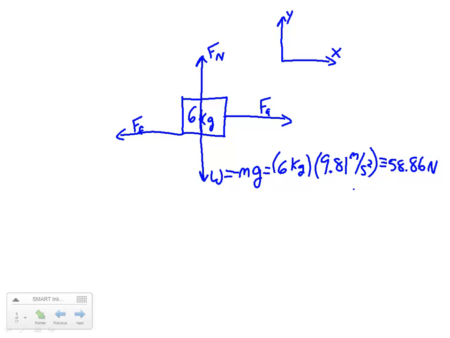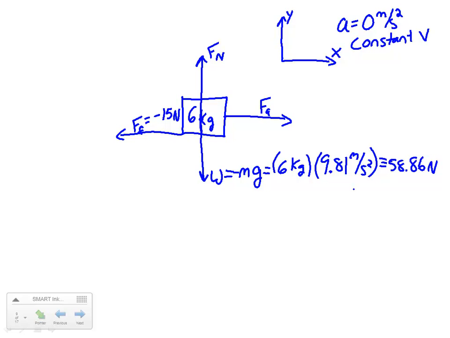The other thing I've got acting on this is the friction. I know friction is acting opposite of the x, and that's going to be, according to the problem, negative 15 newtons. Let's look for further information in the problem. We're on step 4. It tells me a constant velocity. Constant velocity means acceleration is 0 meters per second squared.